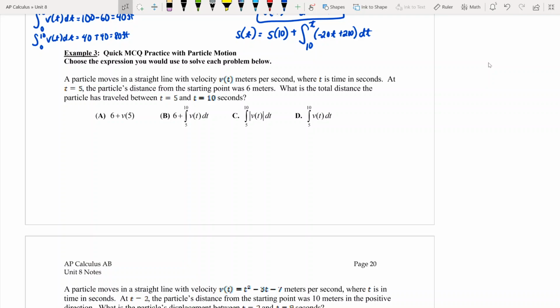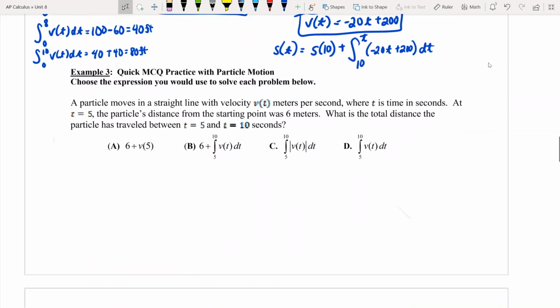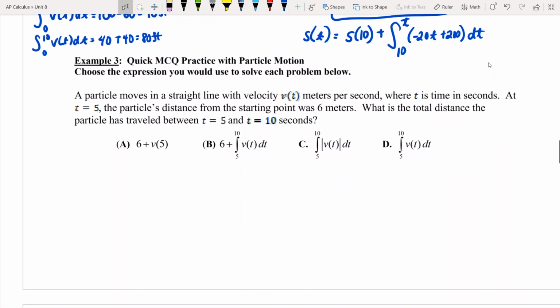The last two questions that we're going to look at for this section are a couple of multiple choice type questions that you would see on the AP exam. And these actually come from previous AP exams.